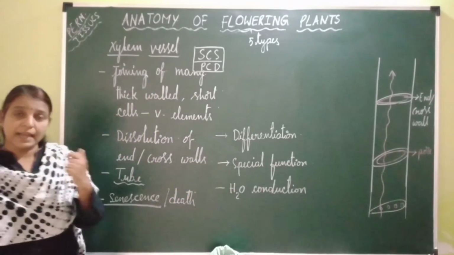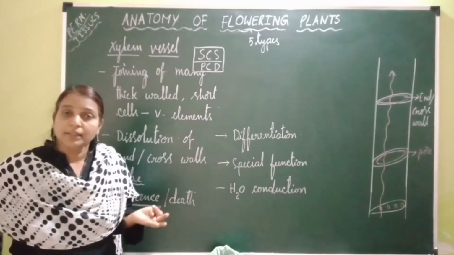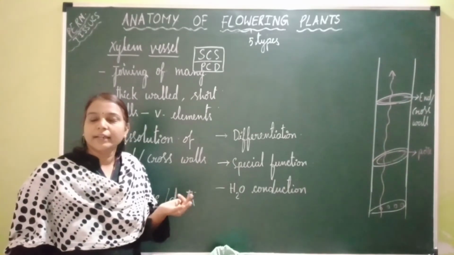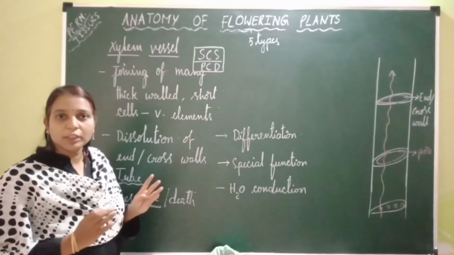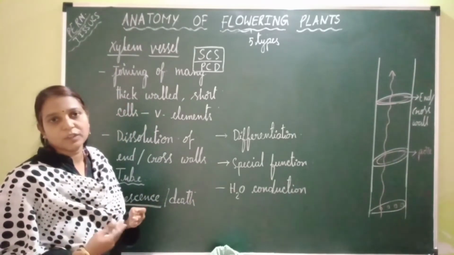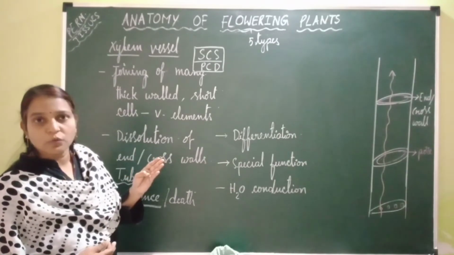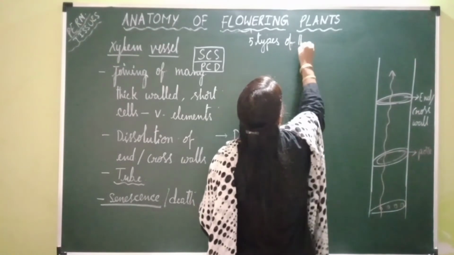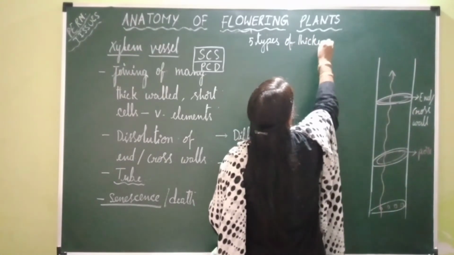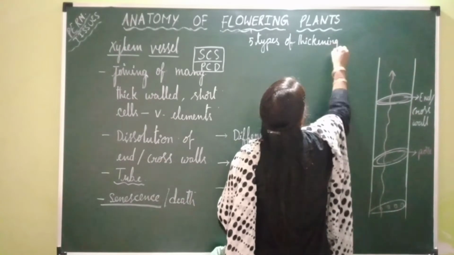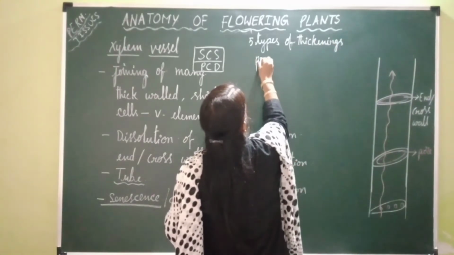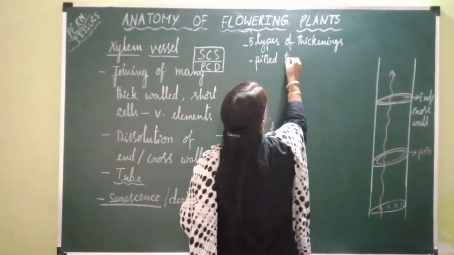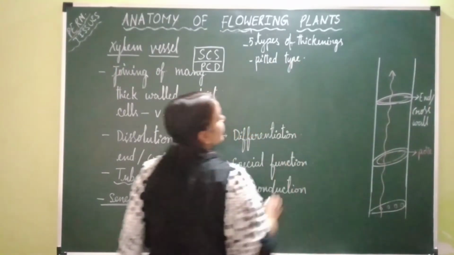What are those 5 types? Annular, then spiral type, then we studied scalariform type, then network, that is reticulate type, and pitted type. Among all these 5 types, the most common type of thickening present in the cell walls of vessels is pitted type. Pitted type is the most advanced type of cell wall thickening, right?